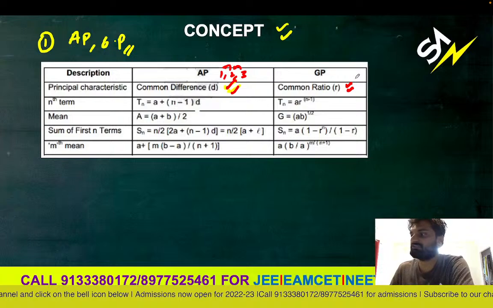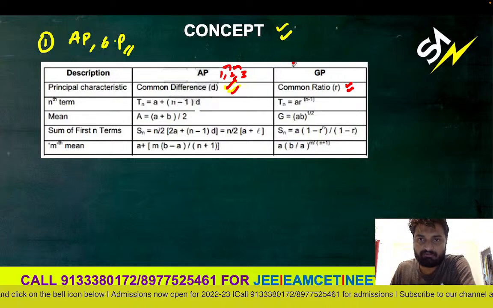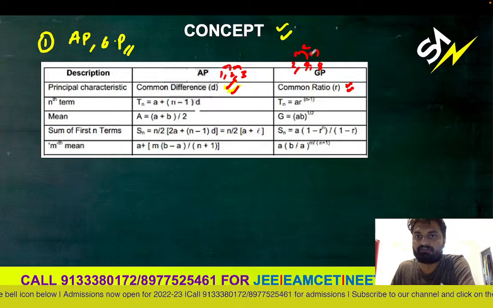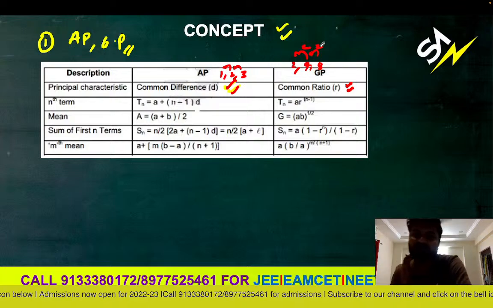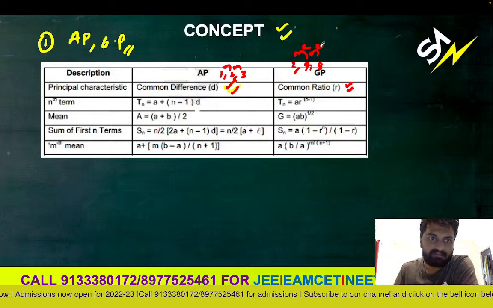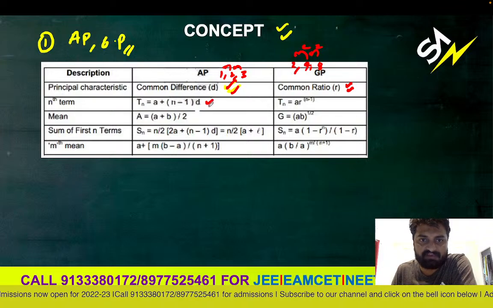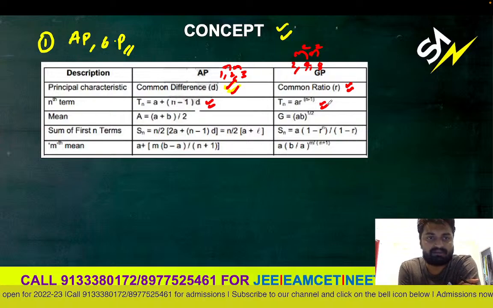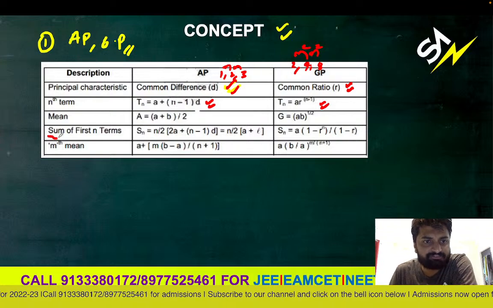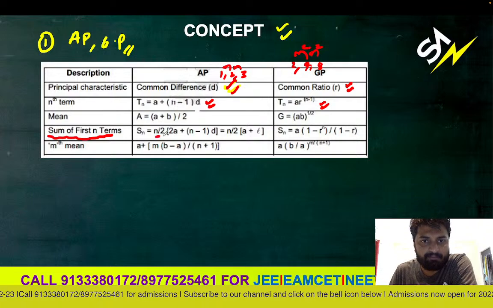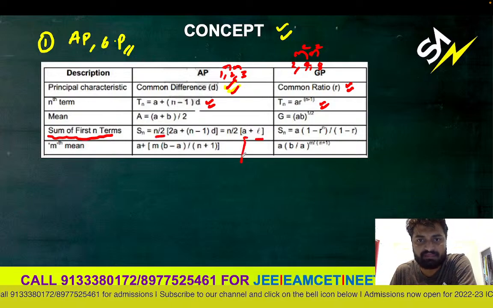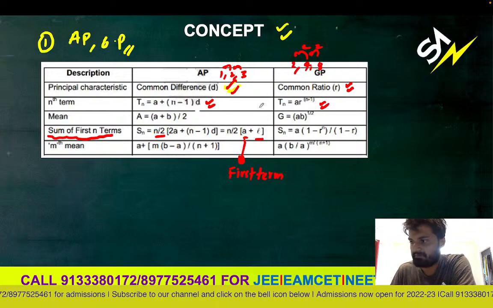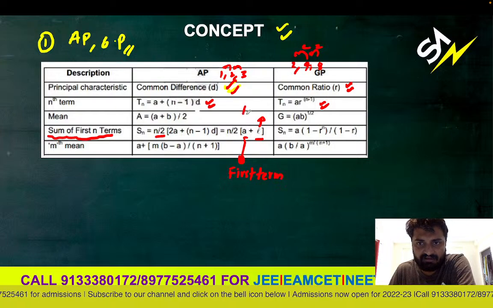That is called AP. GP has a common ratio. That means if you have 2, 4, 8, if you divide 4 by 2, you are getting 2. If you divide 8 by 4, you are getting 2. So the common ratio is the same. The nth term in an AP is A plus (n minus 1) into D. The nth term in a GP is A into R power n minus 1. The sum of the first n terms in an AP is n by 2 into (first term plus last term). A is generally your first term, L is generally your last term.